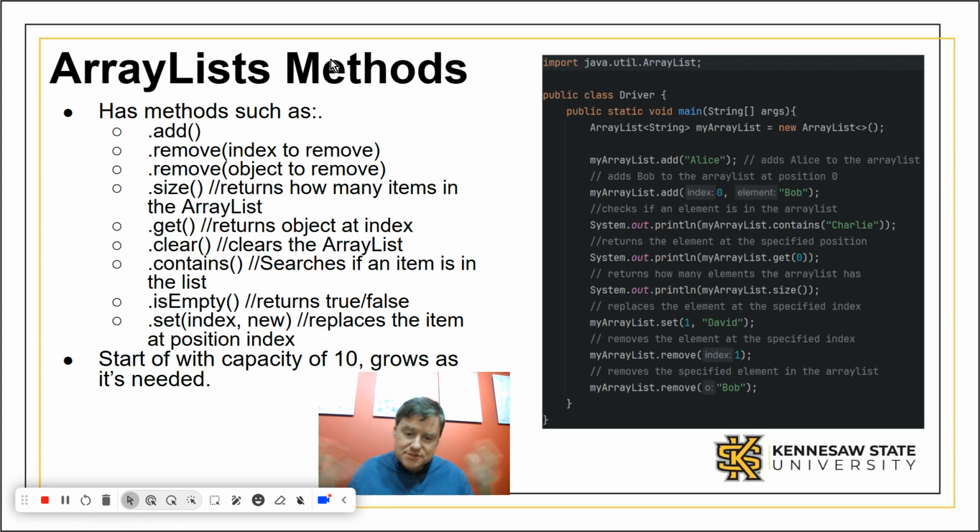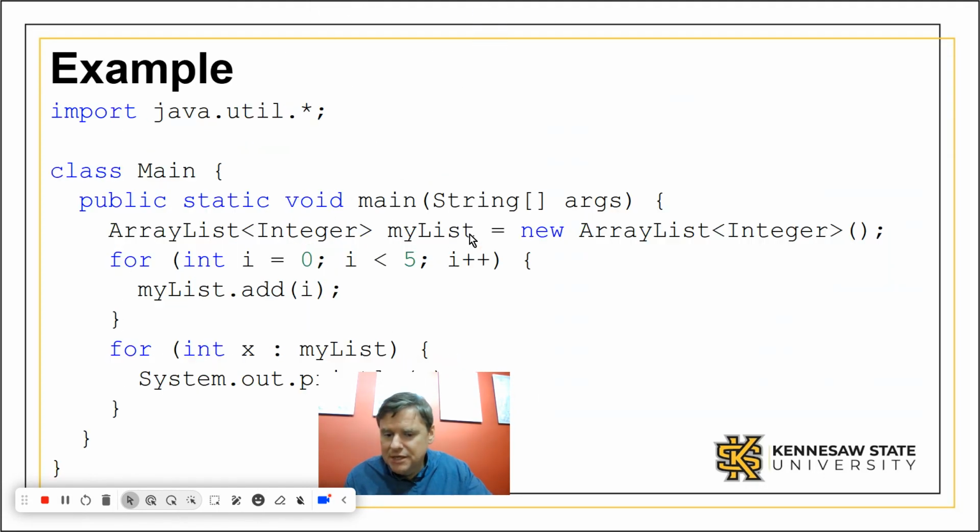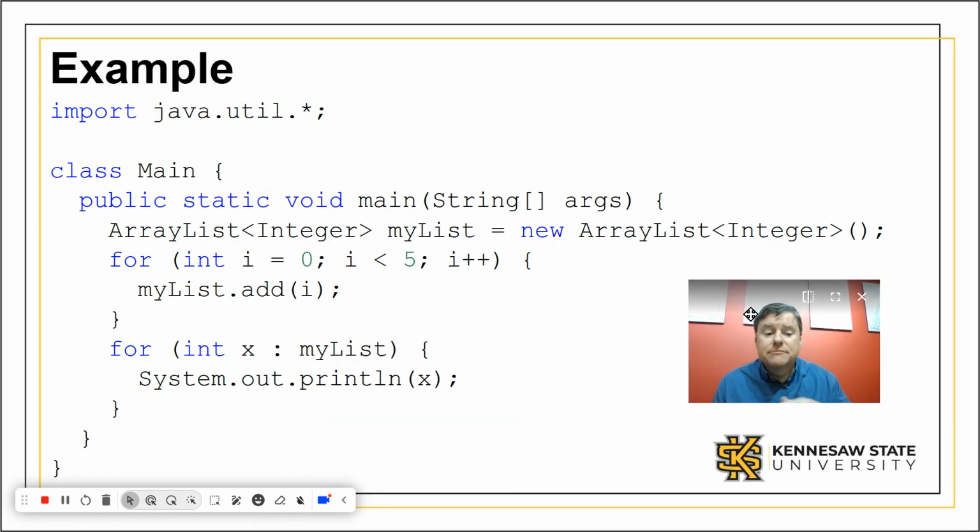So array lists growing and shrinking, it's not magical. It's actually something that you have to think about what it's doing in the background, and there are times where they're maybe not the best structure because of that magical growing and shrinking. Okay, so enough on that topic. Here we have another example.